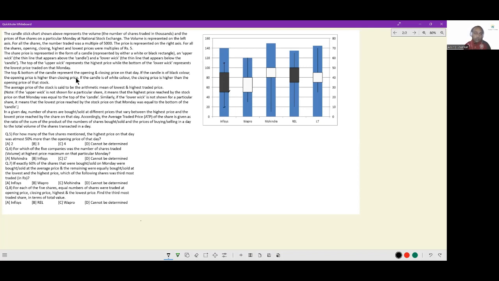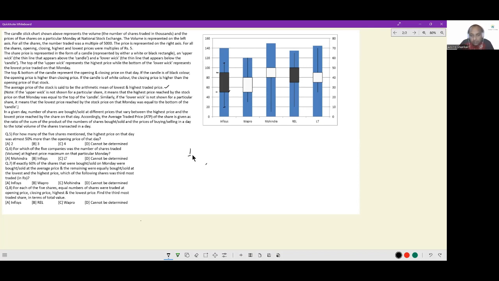The top and bottom of the candle represent the opening and closing price of that day, but we don't know which is opening and which is closing. If the candle is black, the opening price is higher than the closing price. If the candle is white, the closing price is higher than the opening price of that stock. The average price of the stock is the arithmetic mean of the lowest and the highest traded price. Based on this, we can record a lot of information for all these companies.